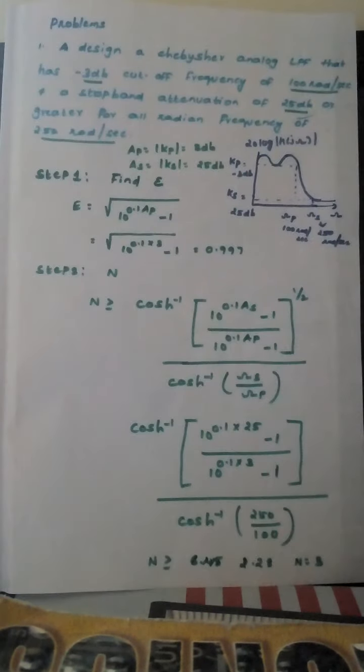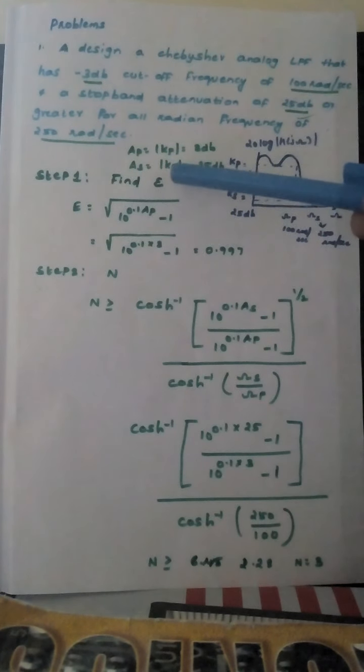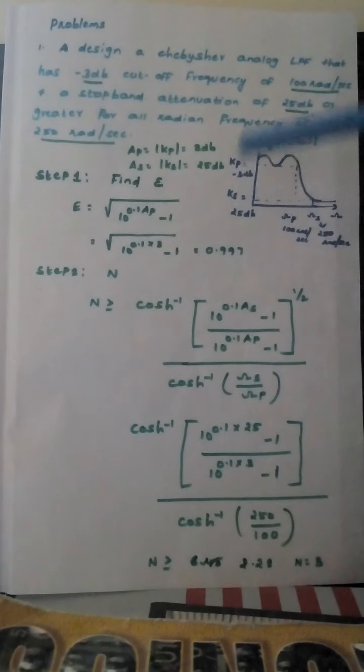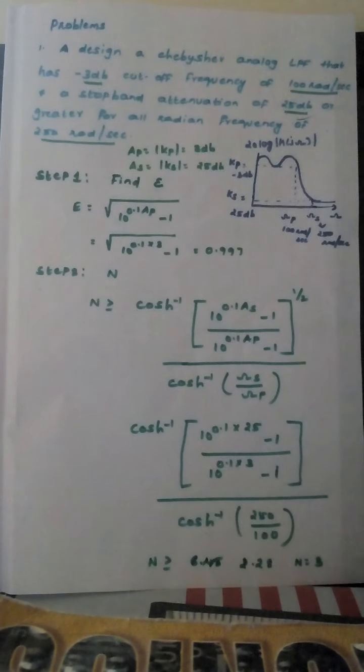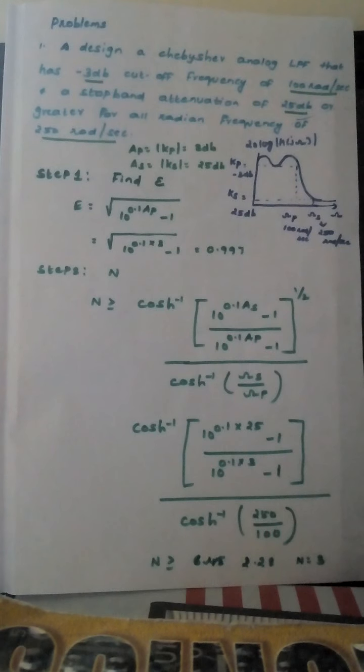Now we'll see the problem here. This is similar to your Butterworth filter, but the first step is to find the ripple factor. Step 1: find the ripple factor. Step 2: find the order n. Step 3: find the transfer function, which we write down from the data sheet. Step 4: do the frequency transformation. The procedure is the same. The extra thing is that here we have to find the ripple factor. So we'll see the problem.